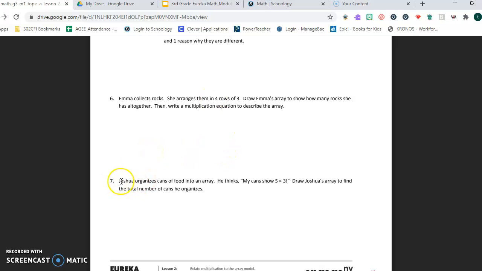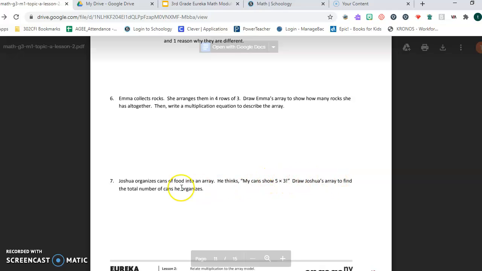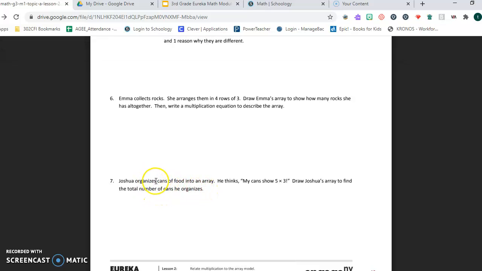Moving on to number 7, Joshua organizes cans of food into an array. He thinks, my cans show 5 times 3. Draw Joshua's array to find the total number of cans he organizes. Okay, organizes is just another verb that means to put something into an order, just like arranges. Arranges and organizes are similar words, they're synonyms. And they just say you're putting something into some kind of order, and the order here is an array.